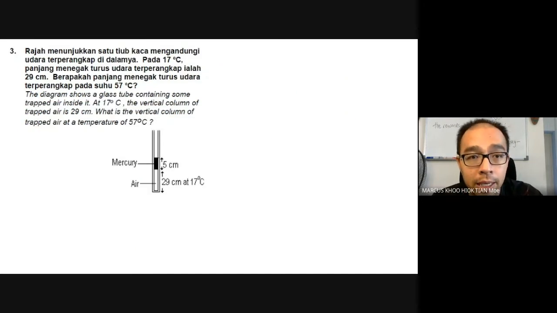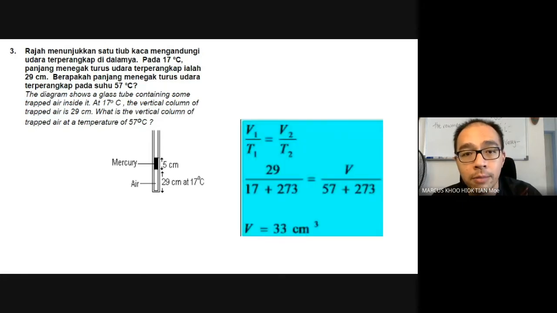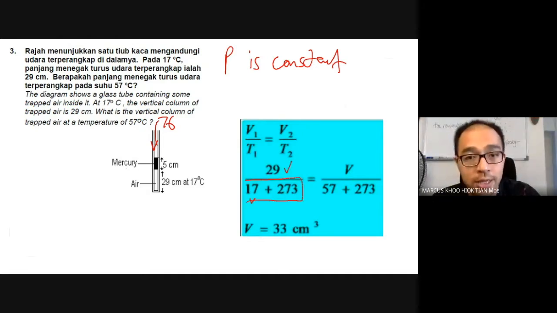Now in this case, it's also the same. We don't think about the pressure, because remember when we were doing Boyle's law, we said we have to add the pressure from the atmosphere and then plus this one. But because in Charles' law pressure is constant, we don't even think about the atmospheric pressure anymore. So it's just this 29 over 17 plus 273, and then divide by 57 plus 273. You will get 33 centimeter cube.